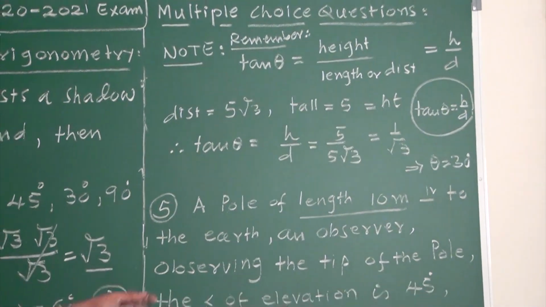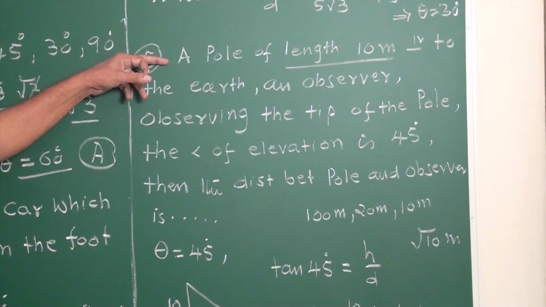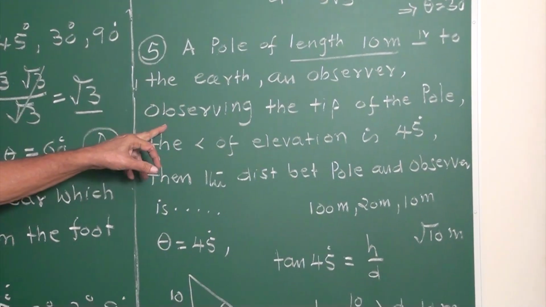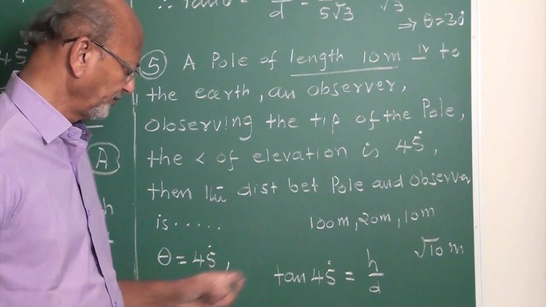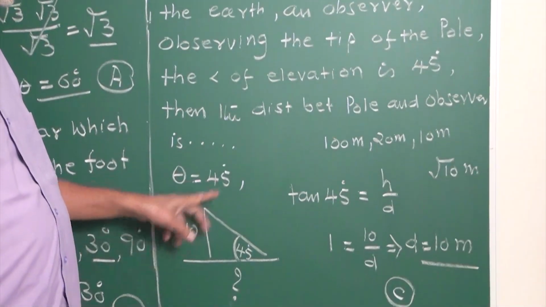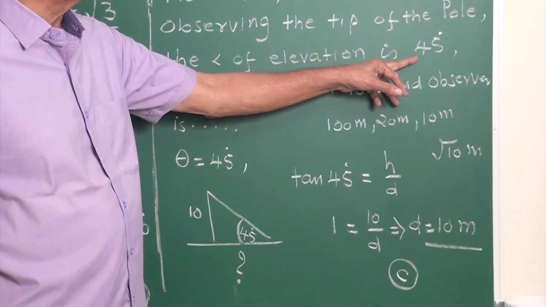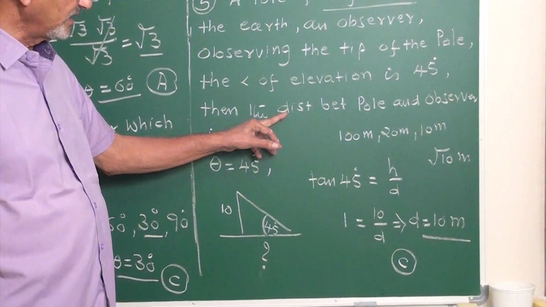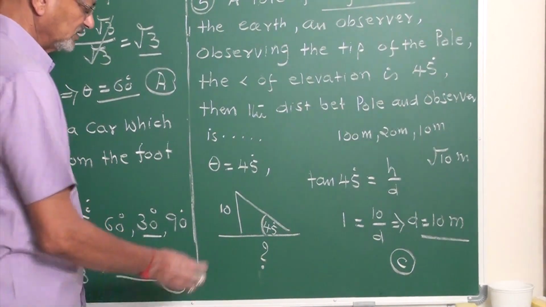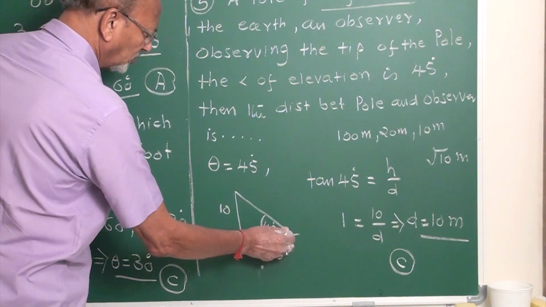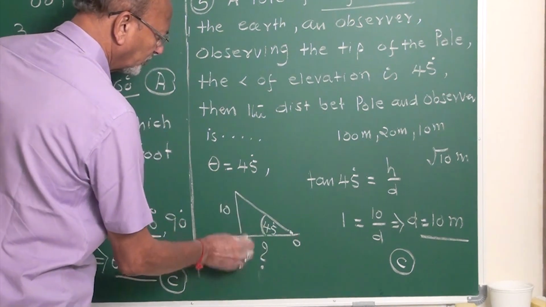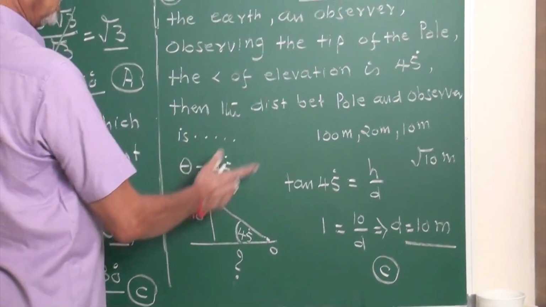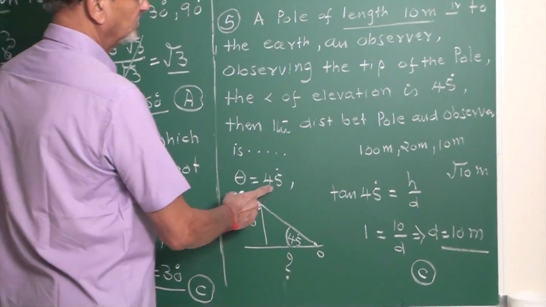Then in this case, I will do a direct example. A pole of length 10 meters perpendicular to the earth. An observer observing the tip of the pole. The angle of elevation is 45 degrees. What is this? Theta. Then the distance between the pole and observer. This is the pole, this is where the observer is. Leave all these things, man. What is given? Theta is 45 degrees.